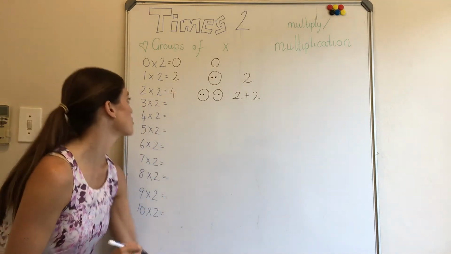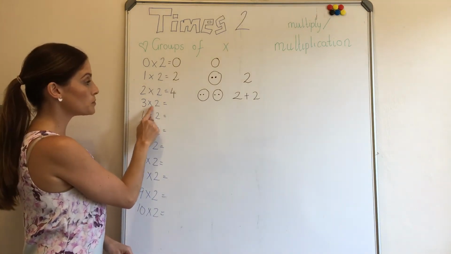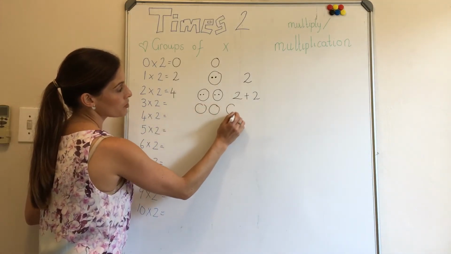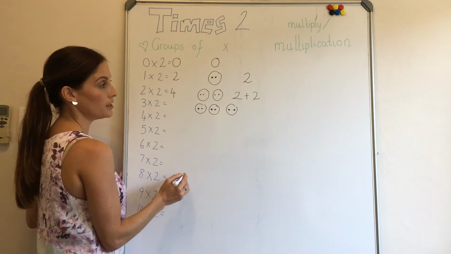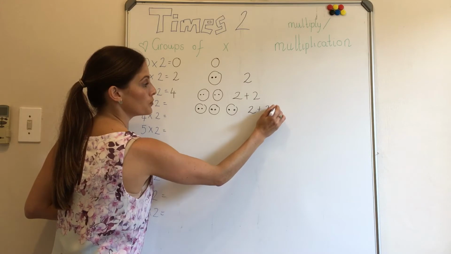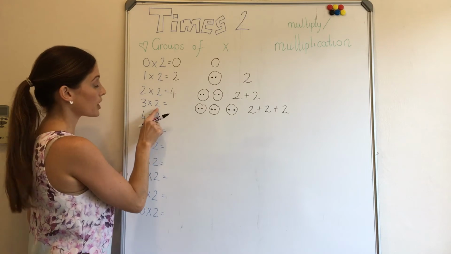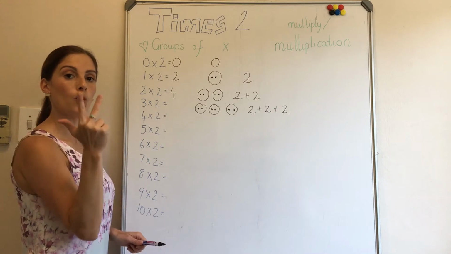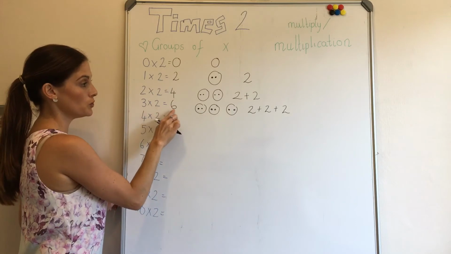Then we're going to do 3 times 2. Remember, that's the same as 3 groups of 2. So we're going to draw our 3 groups. 1, 2, 3. And they've got 2 little sweets inside them. Okay, now we're going to do our plus sum. We're going to do 2 plus 2 plus 2. Okay, we're going to count in twos until we have 3 fingers. 2, 4, 6. So 3 times 2 equals 6.